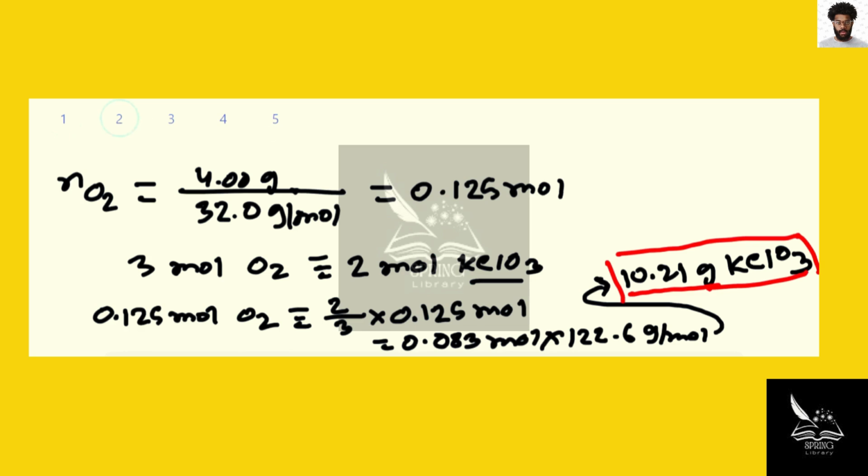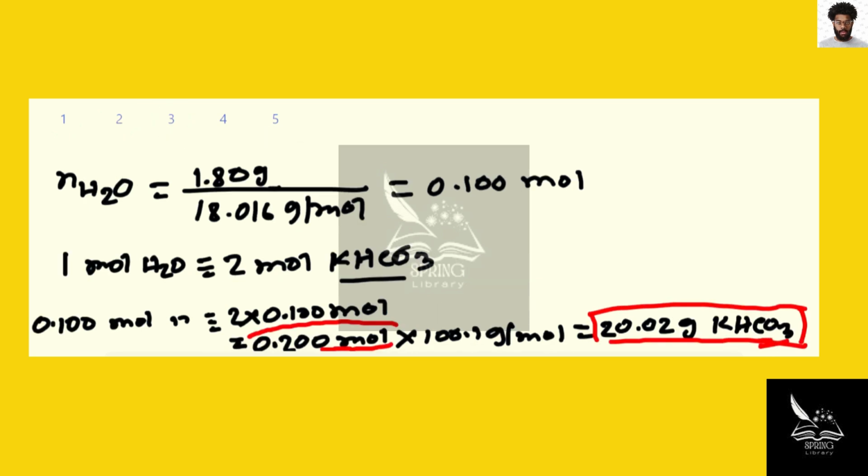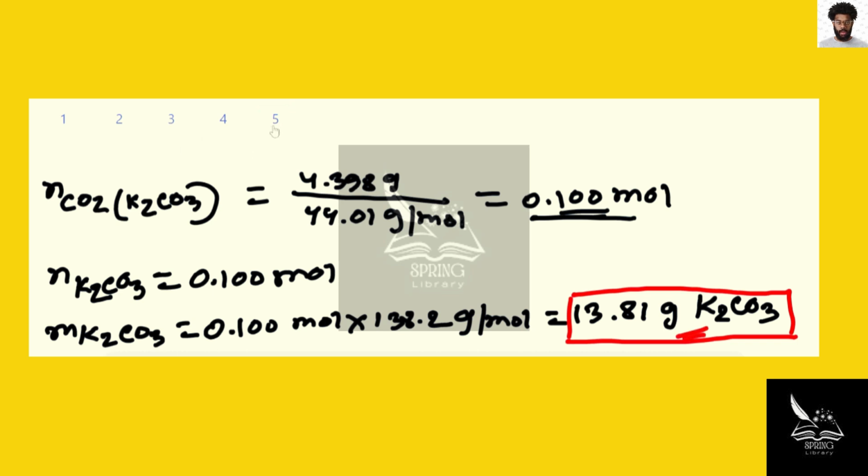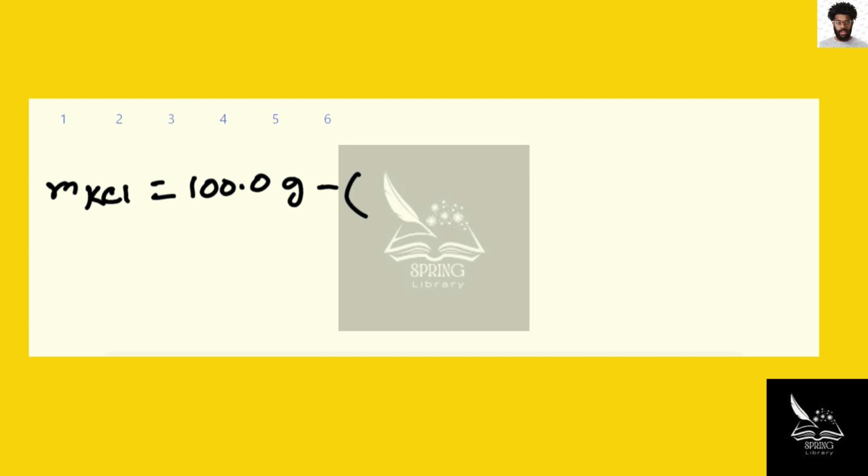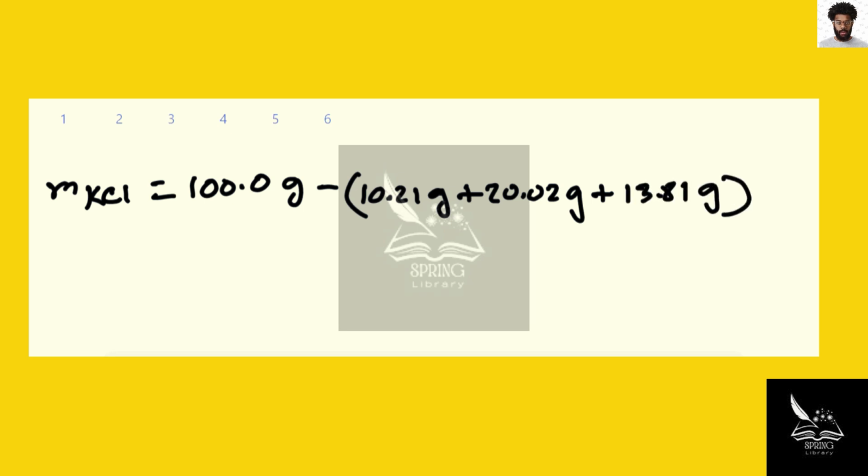Now we have got KClO3 mass, we have got KHCO3 mass, and we have got K2CO3 mass. So now we can find the mass of KCl, which will be the original mass of the original mixture minus the total of the other reactants which we just calculated. So the mass of them will be 10.21 gram plus 20.02 gram plus 13.81 gram. So mass of KCl from here will be 55.96 gram. So this is the mass of KCl.